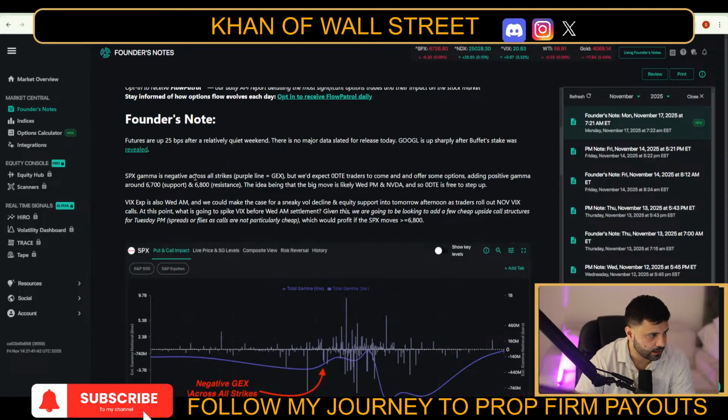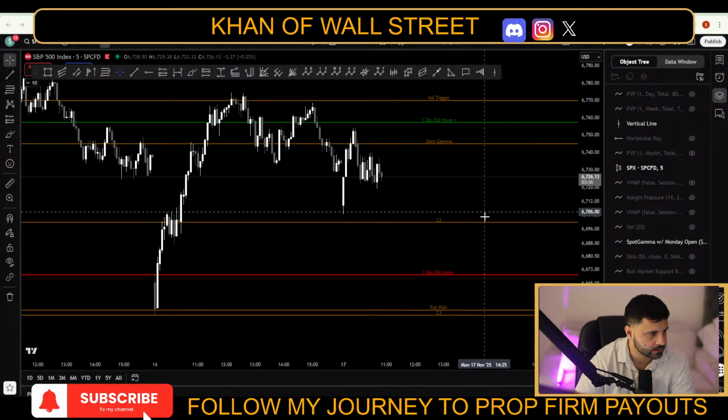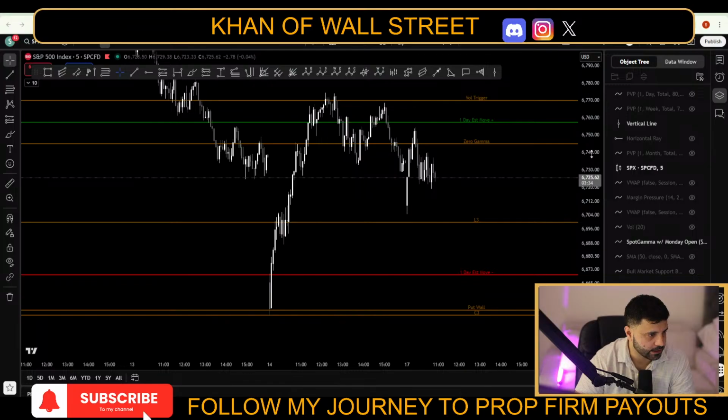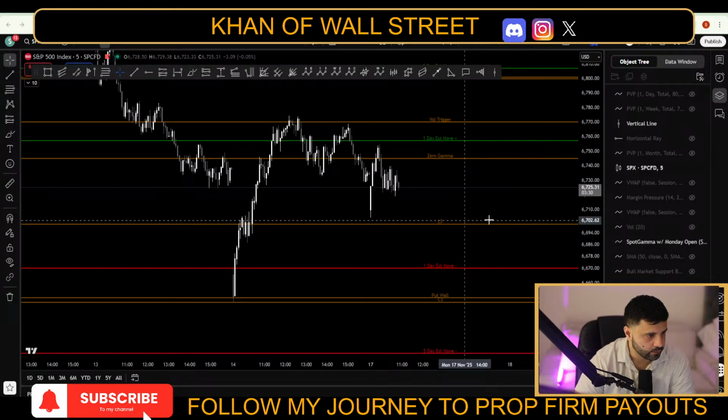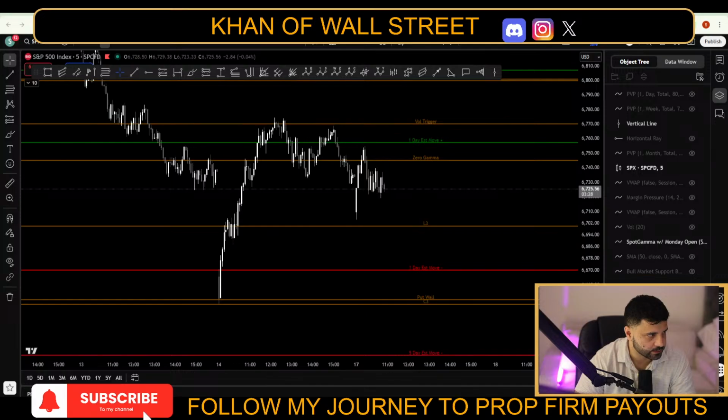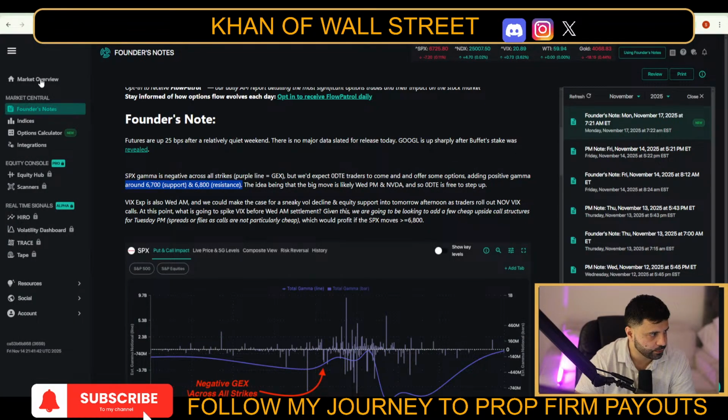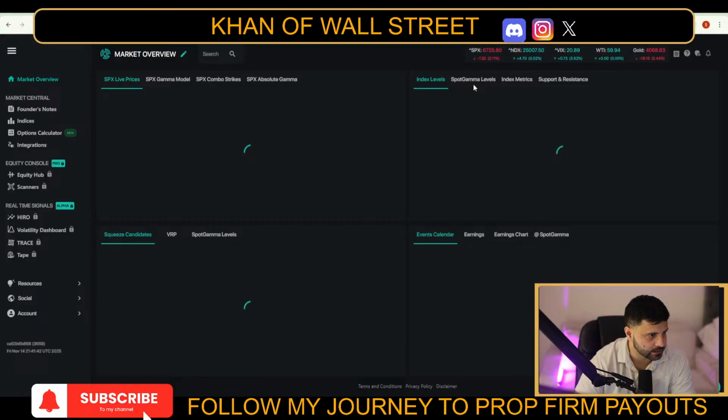So SPX gamma is negative across all strikes. We'd expect zero trades to come off and offer some options. 6,700, yeah. 6,800. So they give you levels as well, bigger levels on SPX. SPX is the biggest index. So these gamma exposure levels have the most impact because it's the biggest. And all we do is we copy and paste these levels.